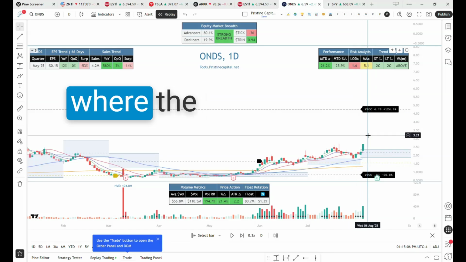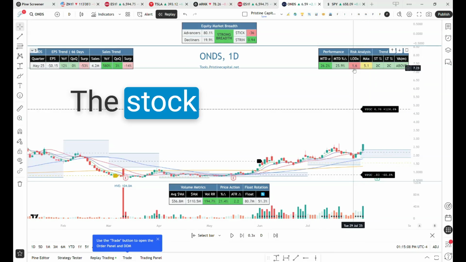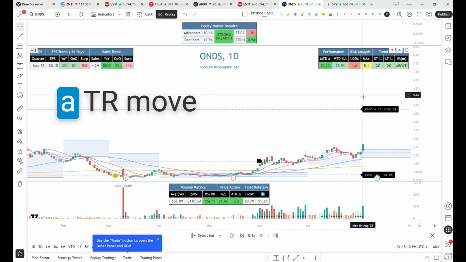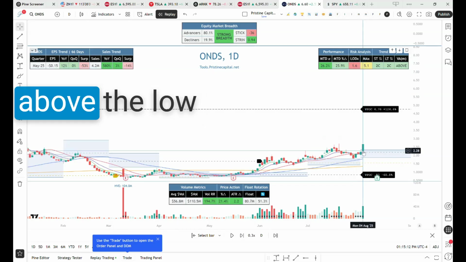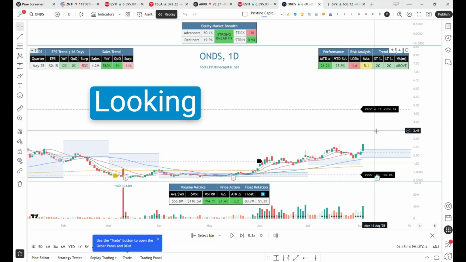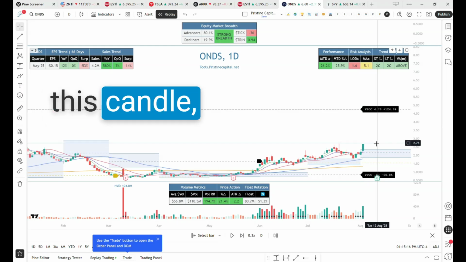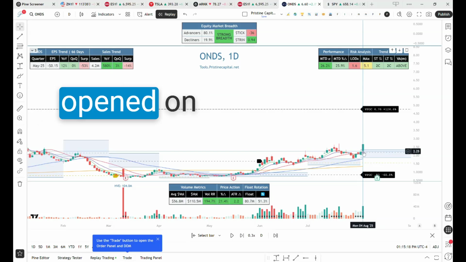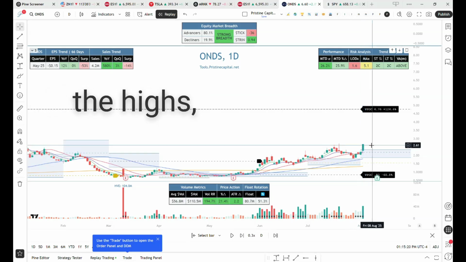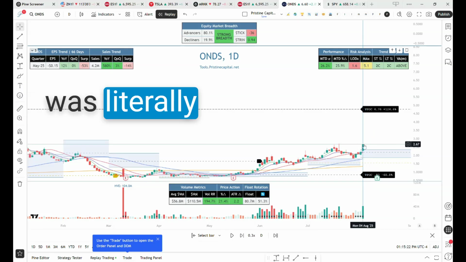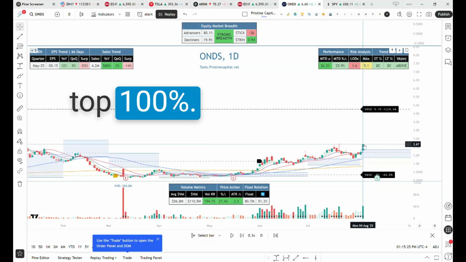Now, we also see, looking at the low of day extension, what this is telling us is that from where the stock closed, the stock made a 1.6 ATR move above the low of the day. Looking specifically at this candle, we can see that the stock pretty much opened on the lows and it closed on the highs. And the daily closing range was literally right at the top, 100%.